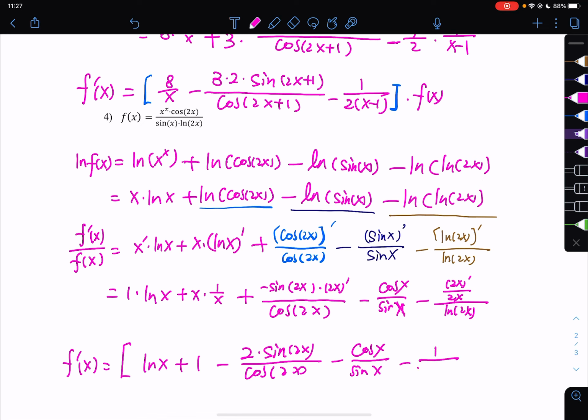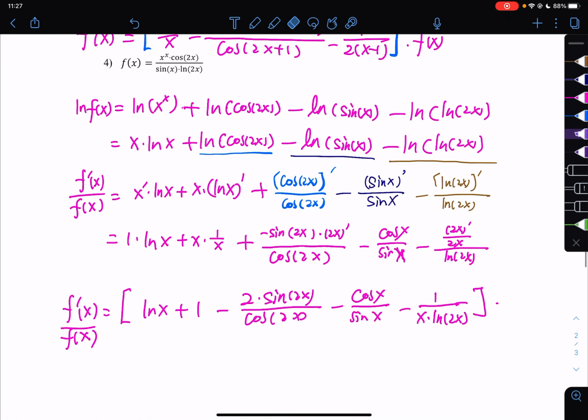So after simplification, it's 1 over x times ln x, and don't forget you also want to get rid of the denominator. I mean, technically it should have been like this, right? So I want to get rid of it, so I multiply it to both sides. So this is my final answer.